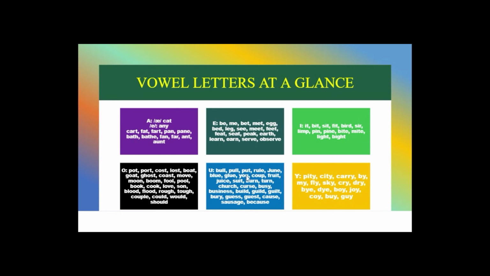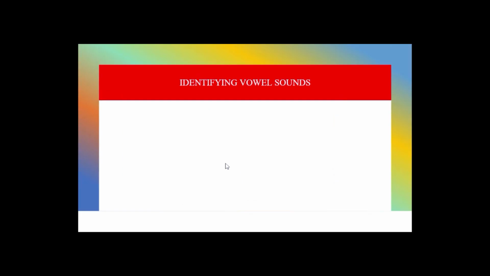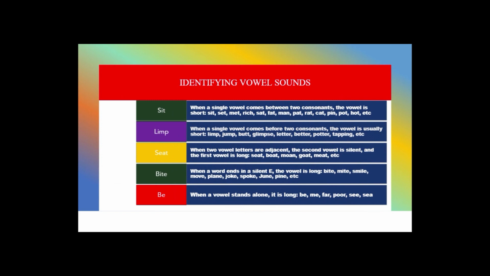All right. Now moving forward, let's look at how to easily identify vowel sounds in written English words. There are a few phonetic rules that we can use that can help us to identify this sound. The first rule is when a single vowel comes between two consonants, the vowel is short.